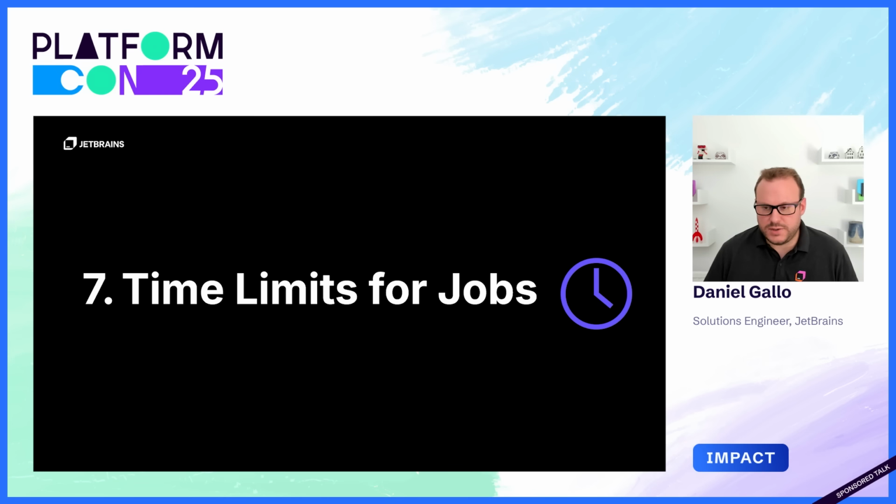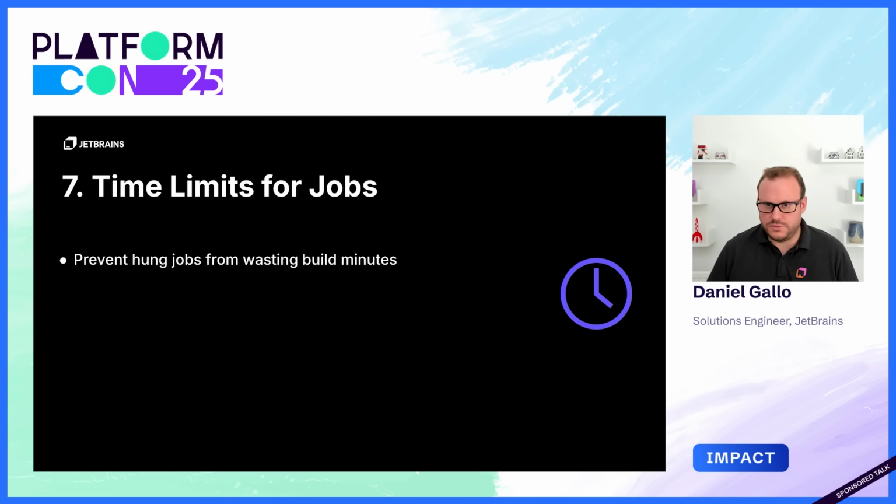Number 7 is all around time limits for your jobs. If you want to try and prevent hung jobs from wasting your valuable build minutes, you could consider setting failure conditions for catching any really long or abnormally long build runs.